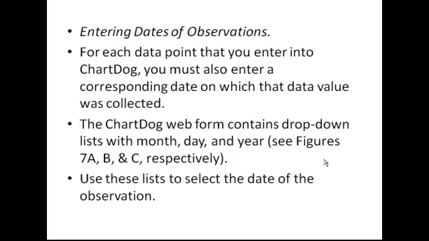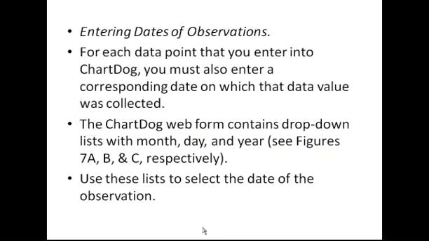Then you're going to enter dates of your observations. So you need to have those dates ready. For each data point that you're going to enter, you have to have a corresponding date. It won't let you go any further without that date in there. So put in the date and then put in the Observation 1. Now, you can put in observation 2 if you're using a high and low student or two students that are working on the same thing. If you want to do two students, that's fine too, but you have to do at least one. The ChartDog web form also has drop-down lists with day, month, and year, and you can use these to help you work through the program.